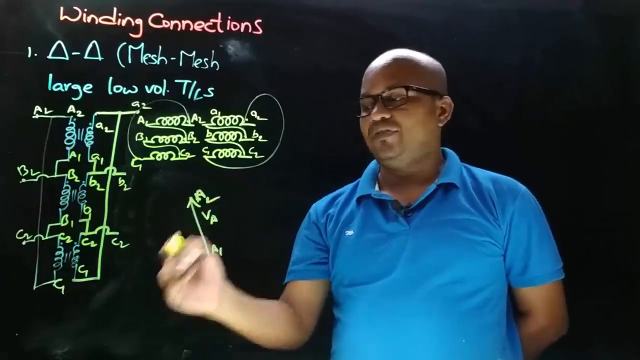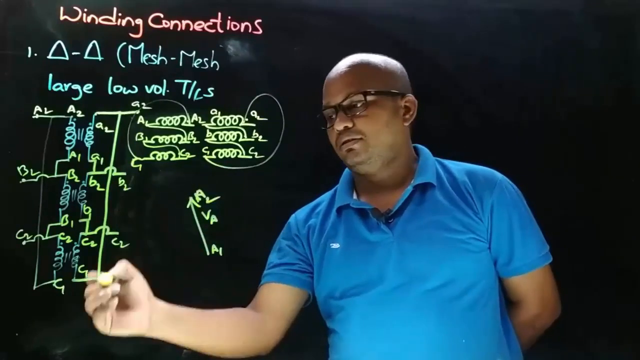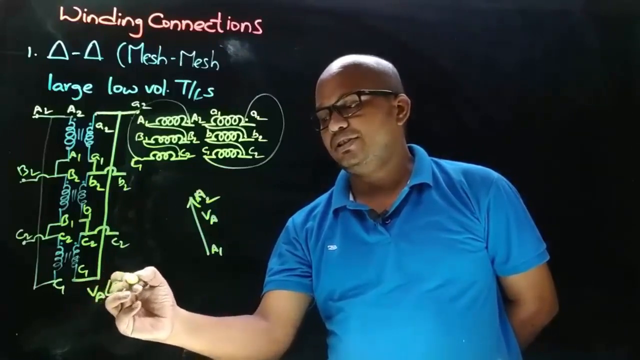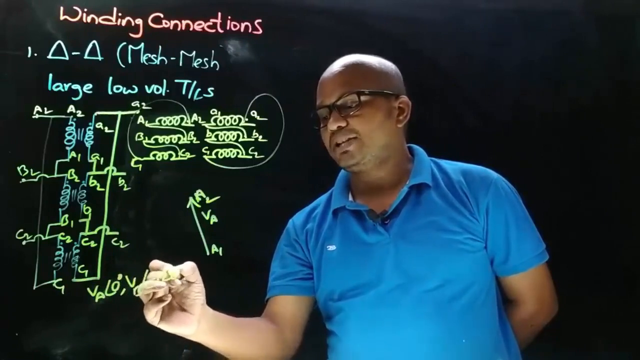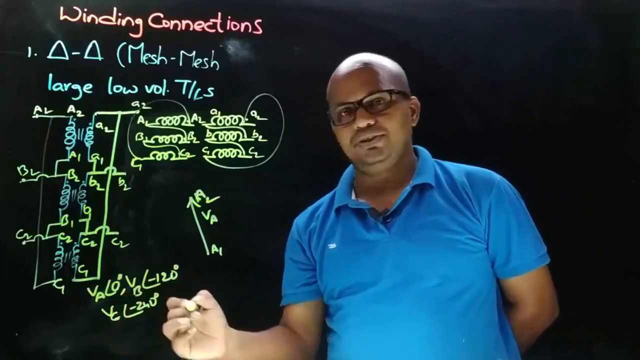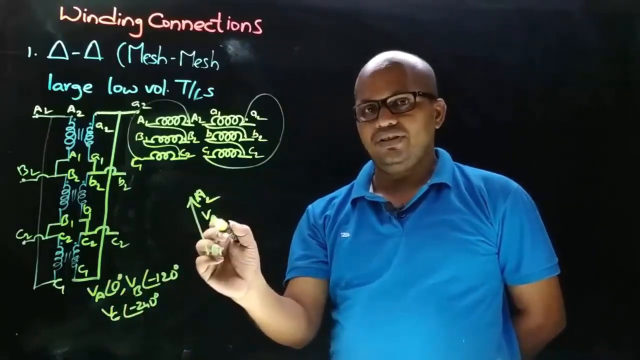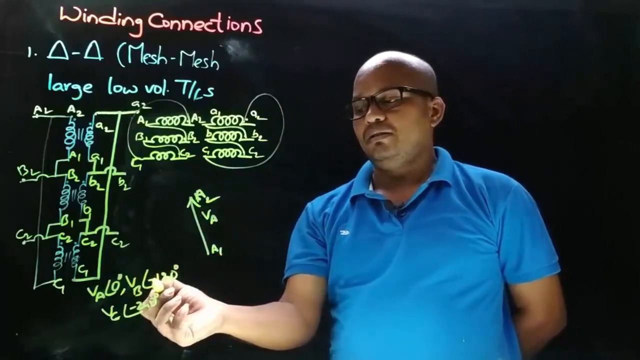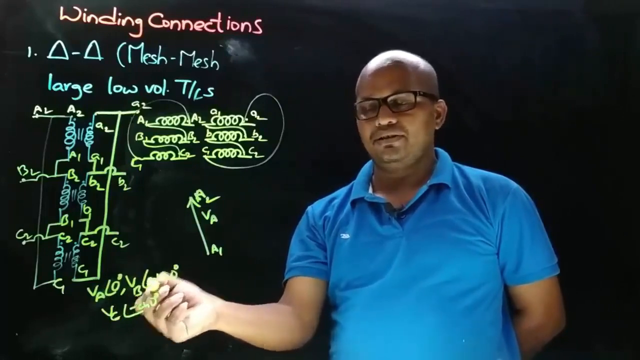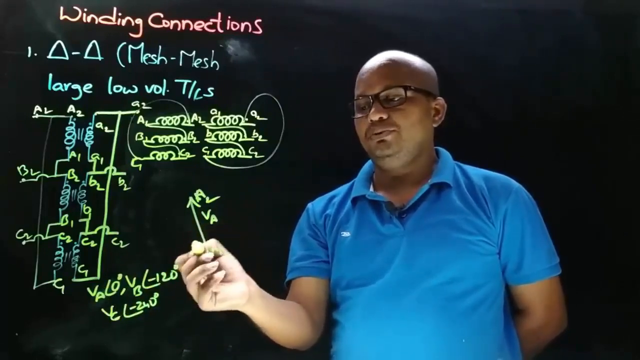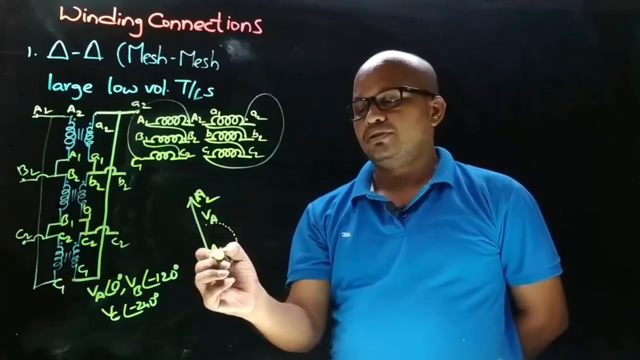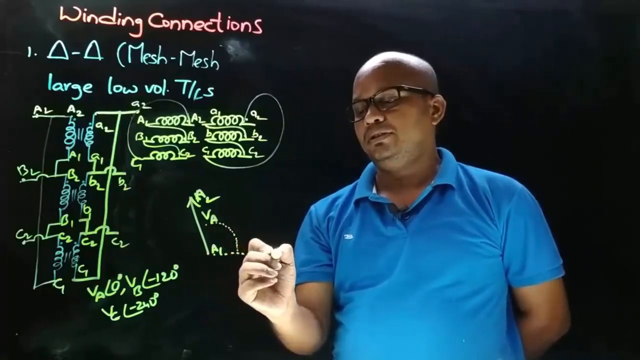And now we need to draw VB phasor. We know that in three-phase system, if VA is taken as reference, then VB will be at an angle minus 120 degrees and VC will be at an angle minus 240 degrees. And here we took this as VA phasor, means at an angle minus 120 degrees from VA, we need to draw VB phasor. And this is negative angle, means we need to go in clockwise direction, minus 120 degrees. So VB will be here like this.